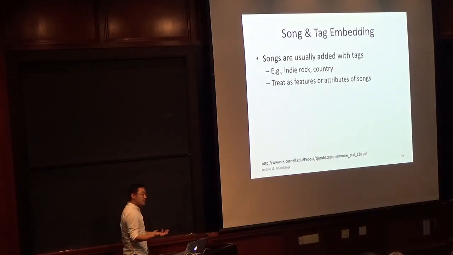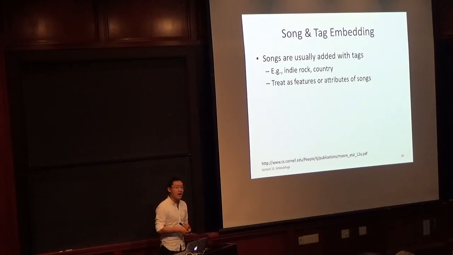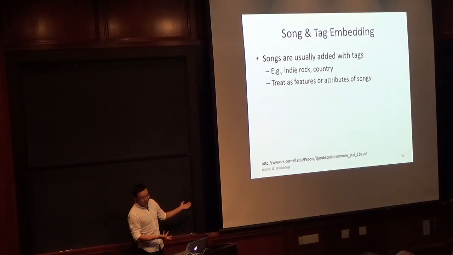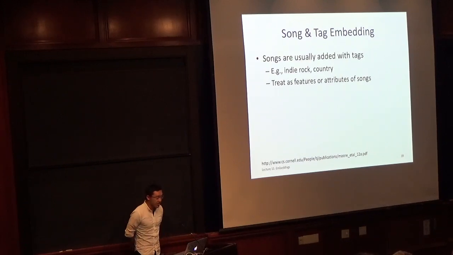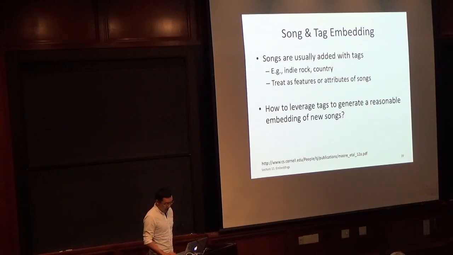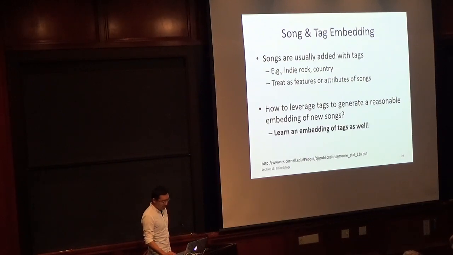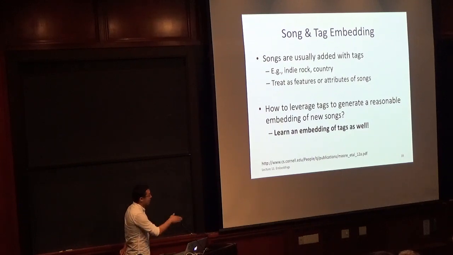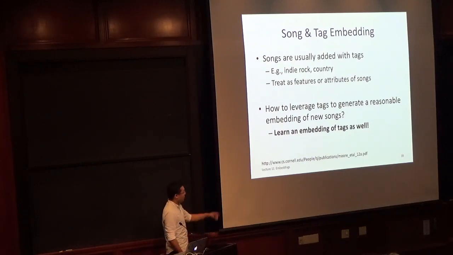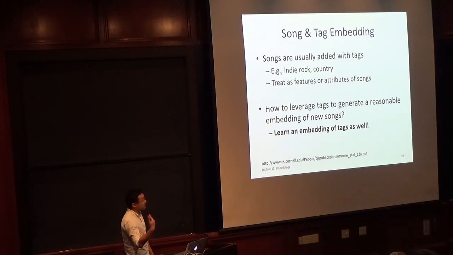So the answer is to use some sort of features or attributes that come with the song. For example, for these music recommender systems, the songs usually have tags like category, artist, and so forth. So you can treat them as features. And then there's the question of, how do we actually leverage these features to help us train better embeddings? There's a few different options. The authors of this particular paper chose one option. And as I go through a few different examples of different applications, I'll show you a range of different options.